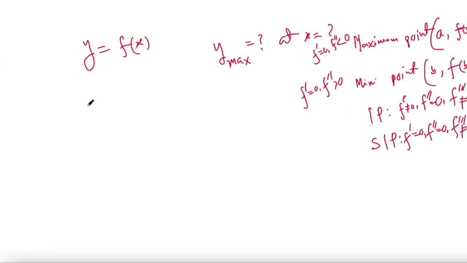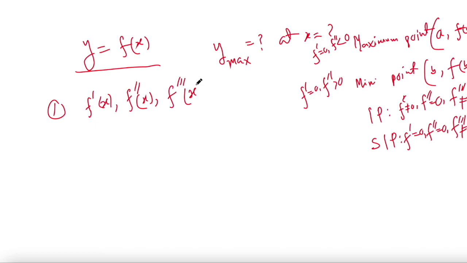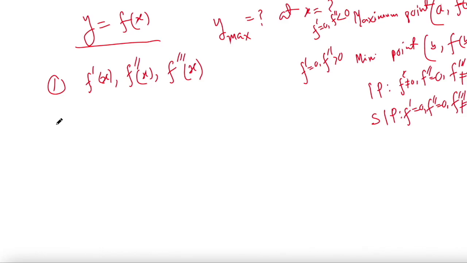So the work steps in order to calculate the maximum point, minimum point, inflection point, and stationary inflection point. First you need to calculate the first derivative of the given function, the second derivative, and the third derivative. If your question tells you to calculate SIP or IP, then you need to also calculate the third derivative. And step 2, you will set the first derivative equal to 0.